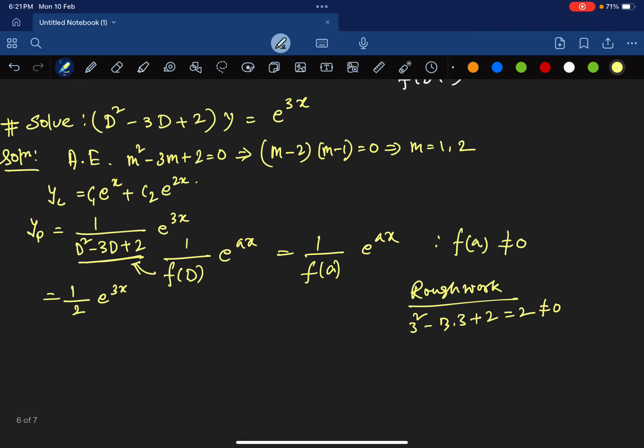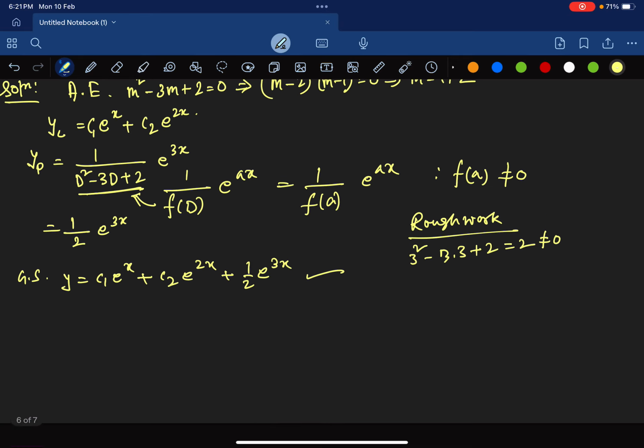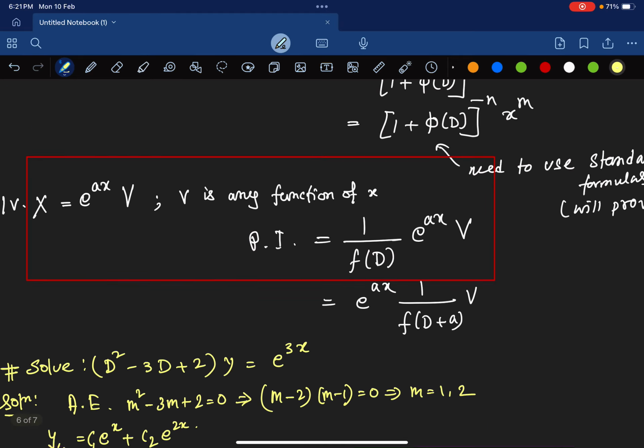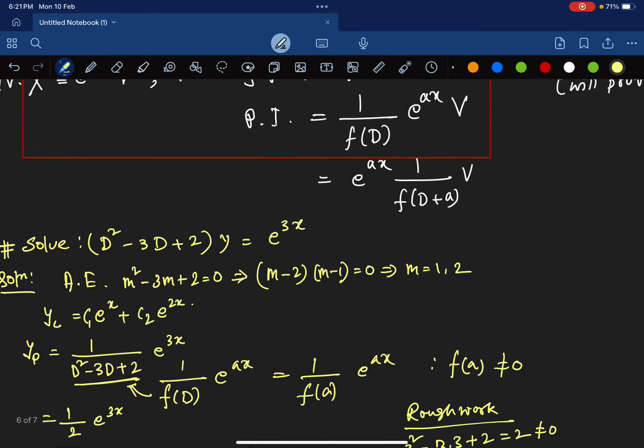This will be yp. See how easily we can derive this particular integral if you know this formula. Okay, so the general solution is given by y is equal to c1 e power x plus c2 e power 2x plus 1 by 2 e power 3x. This will be the general solution. See how easily we can derive. Now next question you can take.